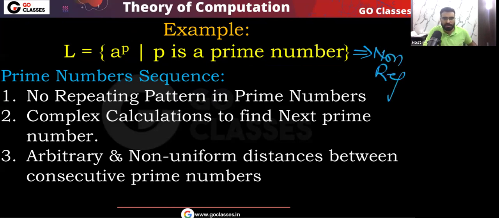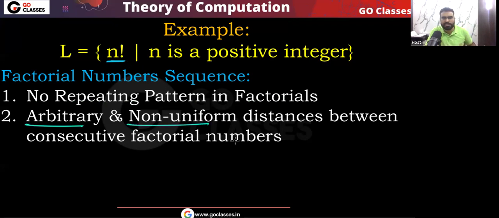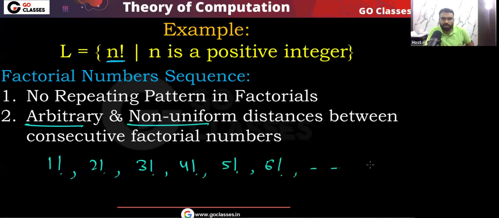Is this clear? Let's see the next one. For example, n factorial, where n is a positive number. Remember, n factorial has no repeating pattern. Also, there are arbitrary and non-uniform distances between consecutive elements. For example, 1 factorial, then 2 factorial, then 3 factorial, which is 6, then 4 factorial, 24, 5 factorial, 120, 6 factorial, 720, and so on.